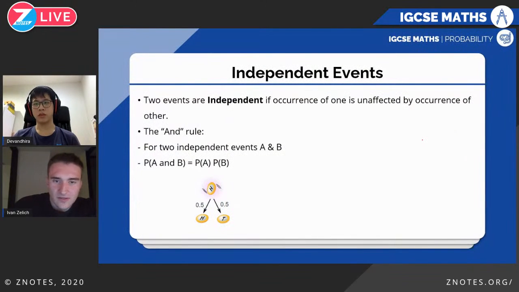Okay, so independent events. Independent just means that if one event happens, it's not dependent on the other event happening. If you have two events that are independent, they're unaffected by the occurrence of the other. And so there's this AND rule, which says that for two independent events, the probability of getting both is the multiplication of the two. It's important to keep that in mind as well. So when you roll a dice twice, the numbers you get on that dice don't depend on the previous roll. So you can multiply the probabilities of what you're interested in, for example.